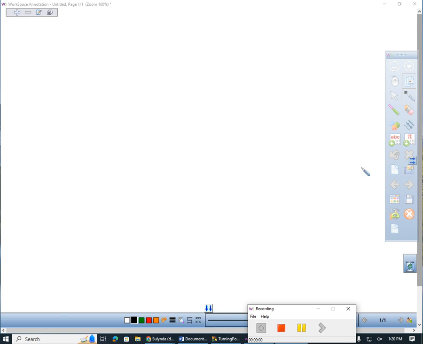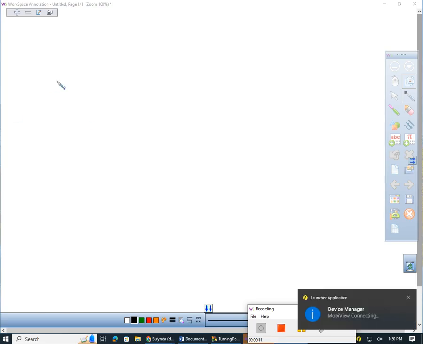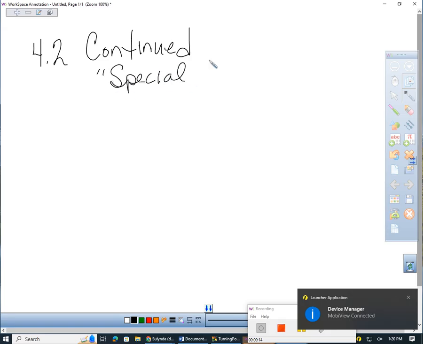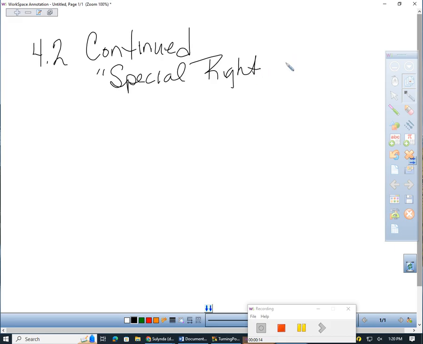In section 4.2, we are going to talk about special right triangles today and how they go along with what we are doing. So this is going to be 4.2 continued. And today is special right triangles. There are two of them. The first one, of course, is your 60-30 or 30-60.